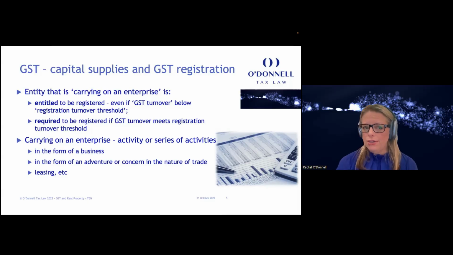So in terms of GST registration, an entity that is carrying on an enterprise is entitled to be registered, even if it's below the GST turnover threshold. But it is required to be registered if the GST turnover meets the registration threshold. So there are two questions there. If they're entitled to be registered but don't meet the registration threshold, do they want to be registered? And they might want to do so for various reasons, largely to be able to claim input tax credits for the GST that they incur in the expenses that they have as a business or an enterprise.